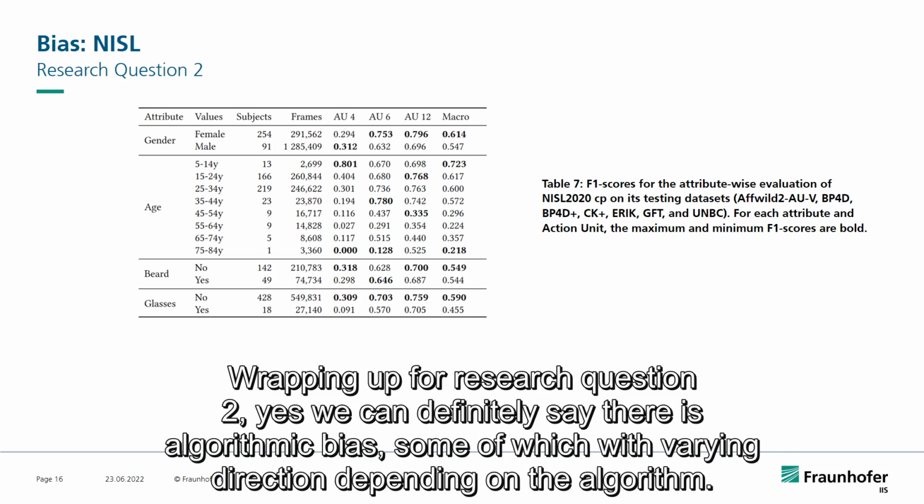Wrapping up for research question 2, yes, we can definitely say there is algorithmic bias, some of which with varying direction depending on the algorithm.